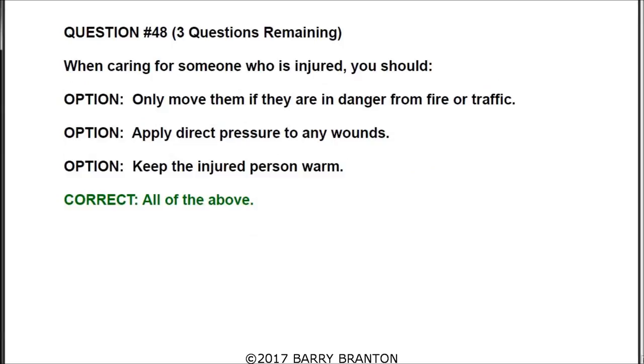Question number 48. When caring for someone who is injured, you should, and in this particular question, all of the answers are correct. So let's go over the options. Option number one, only move them if they are in danger from fire or traffic. Option number two, apply direct pressure to any wounds. And option number three, keep the injured person warm. So all of the above are correct.